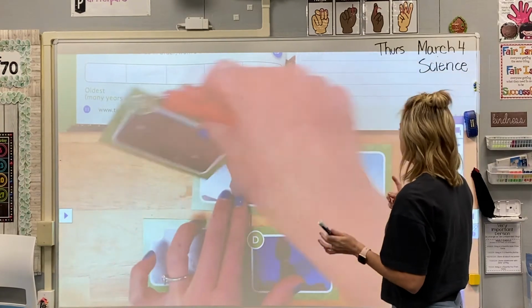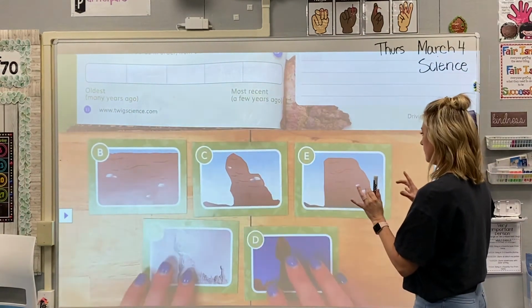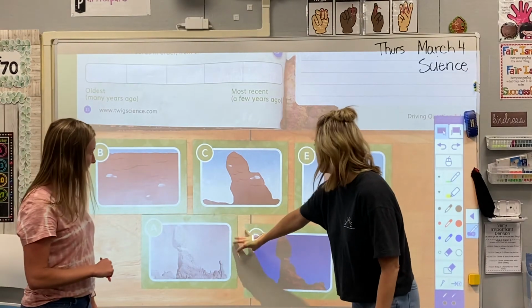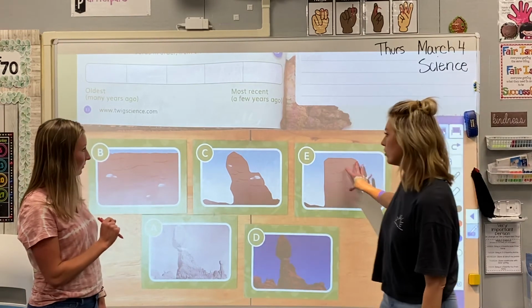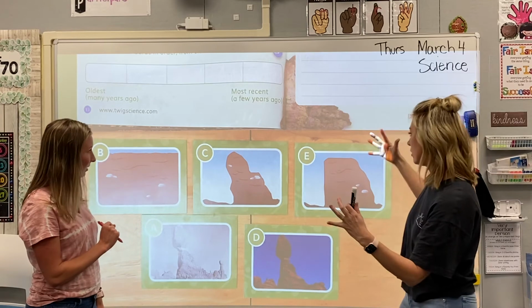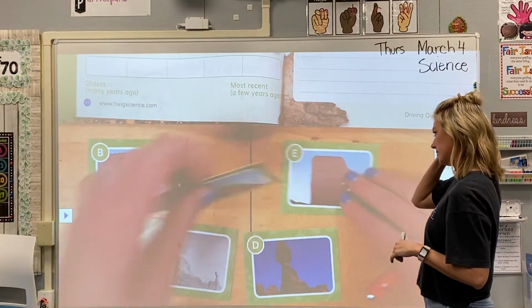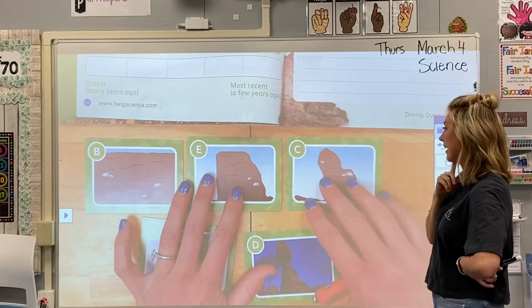Now we're left with C and E. It looks like C is closer in size to A and D, and E looks closer to B, like it's more of a formed wall. So maybe we can swap those. Switch them. Yeah. Okay, I think we're right. I think that looks good.